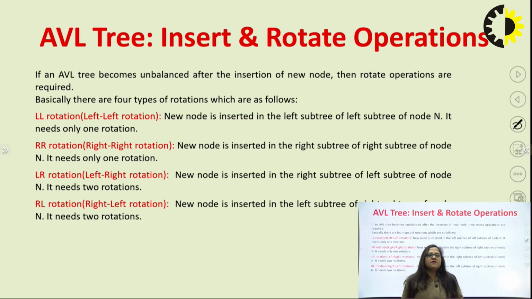So if an AVL tree becomes unbalanced after the insertion of a new node, a rotation operation is required. What rotation? First one is left rotation.